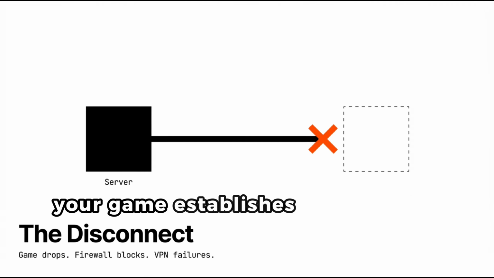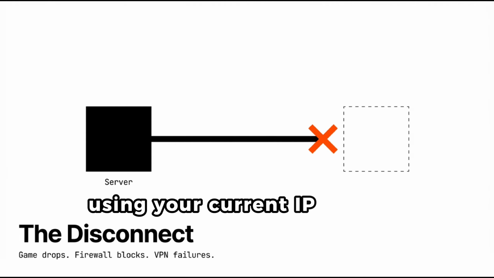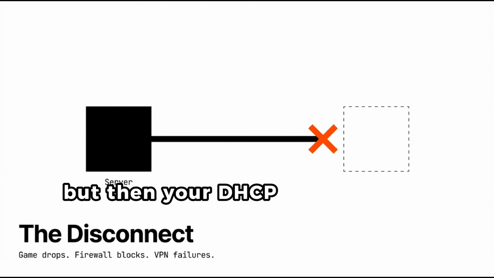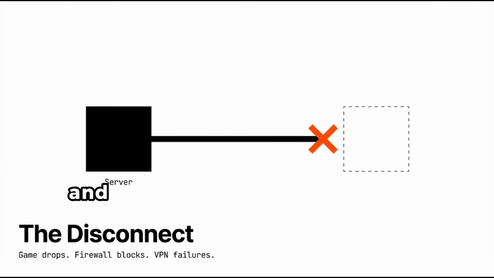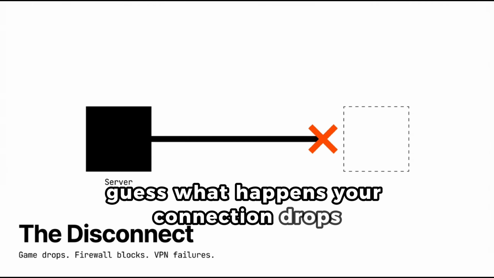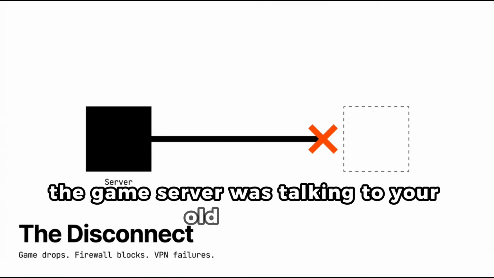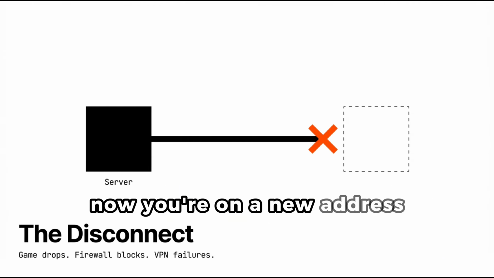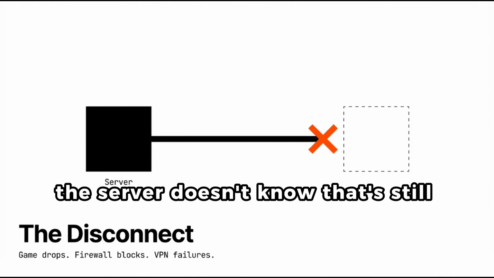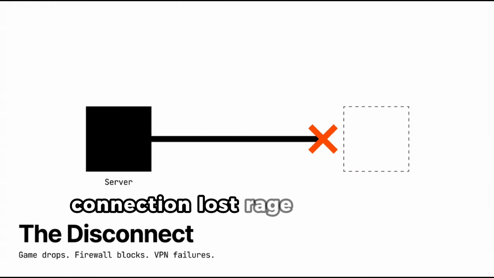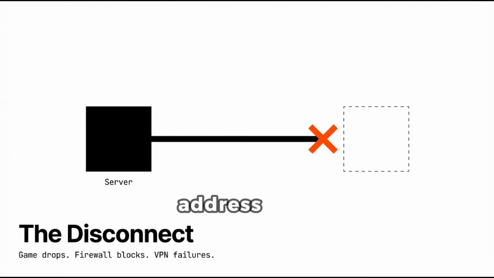Your game establishes a connection using your current IP address, but then your DHCP lease expires mid-game, and you get assigned a different address. Guess what happens? Your connection drops. The game server was talking to your old address. Now you're on a new address. The server doesn't know that's still you. Connection lost. Rage quit. Thanks, address drift.